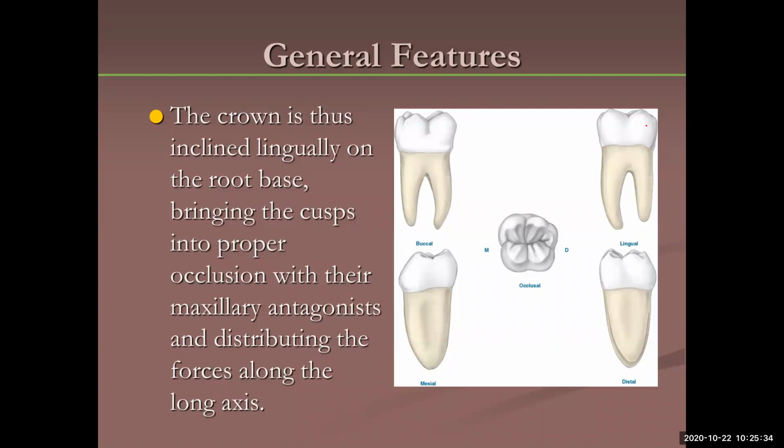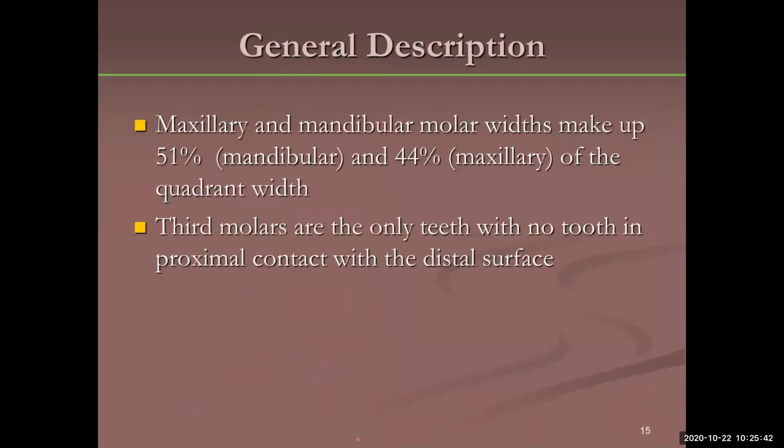The crown is a little lingually inclined. Okay, again, we're talking about how the teeth meet together. The maxillary and mandibular molar widths make up 51% of the mandibular and 44% of the maxillary quadrant. So the mandibular molars are a little bit larger than the maxillary molars.